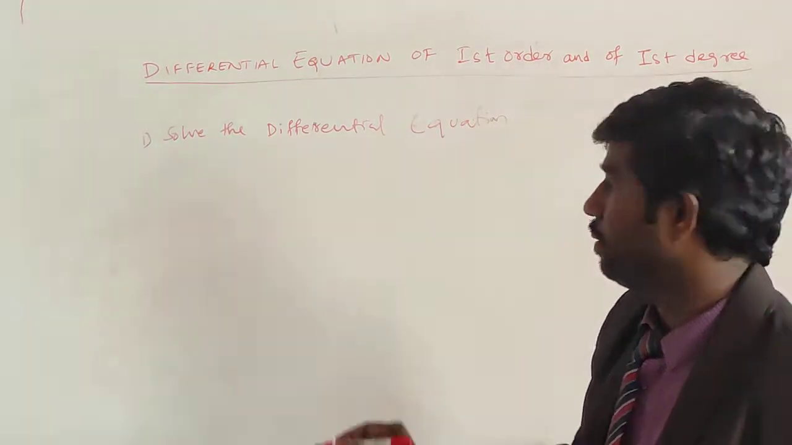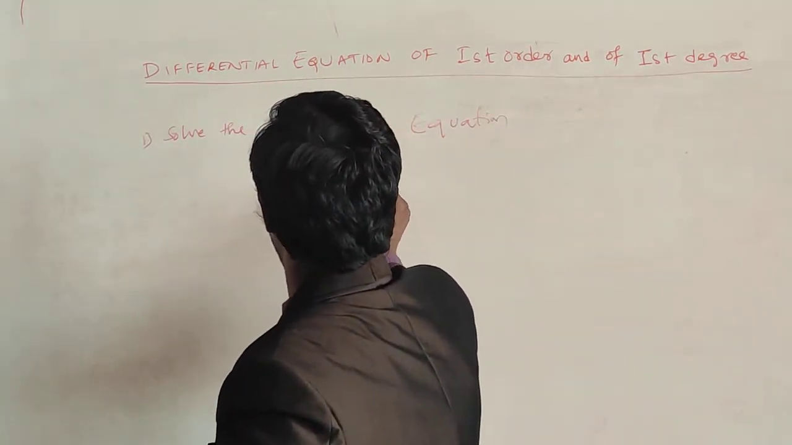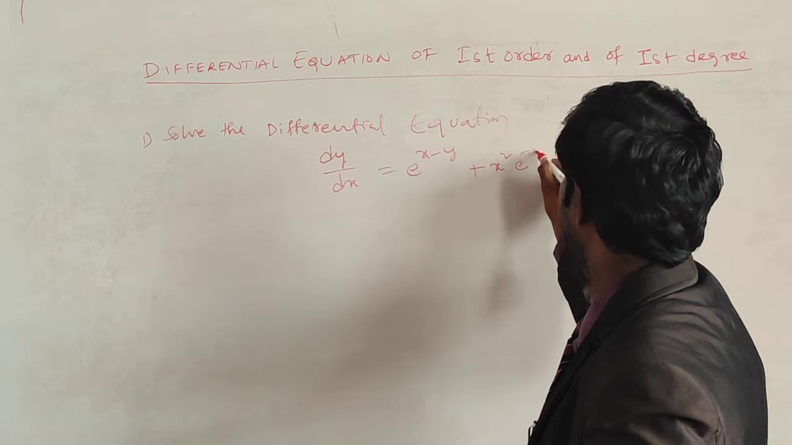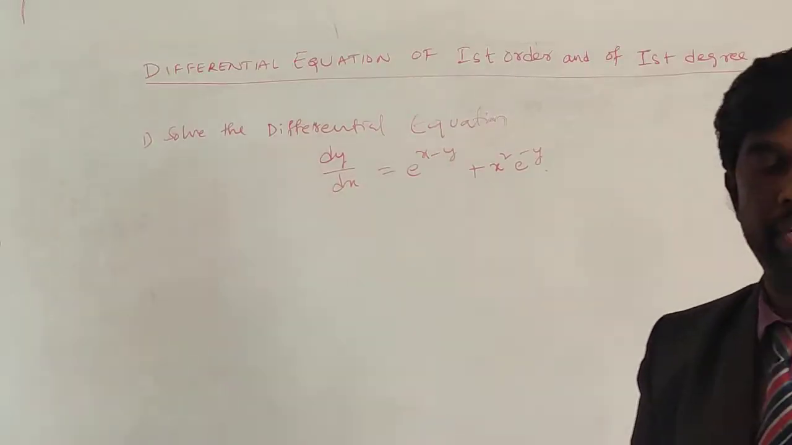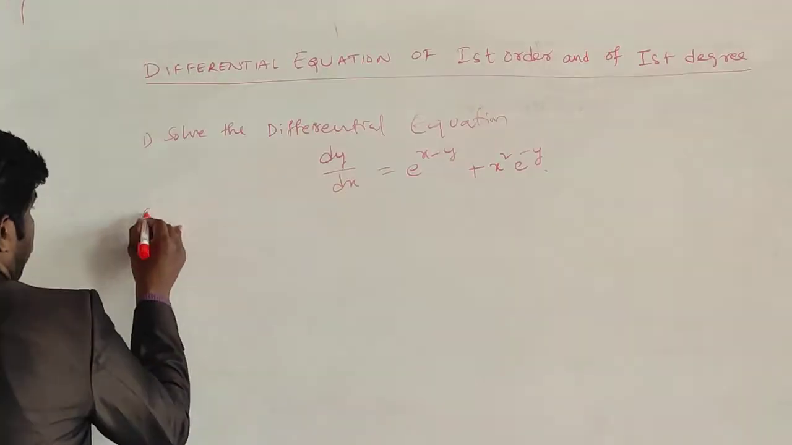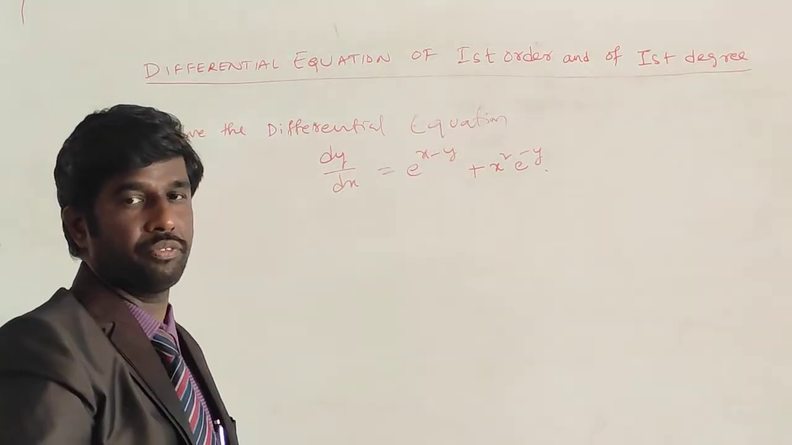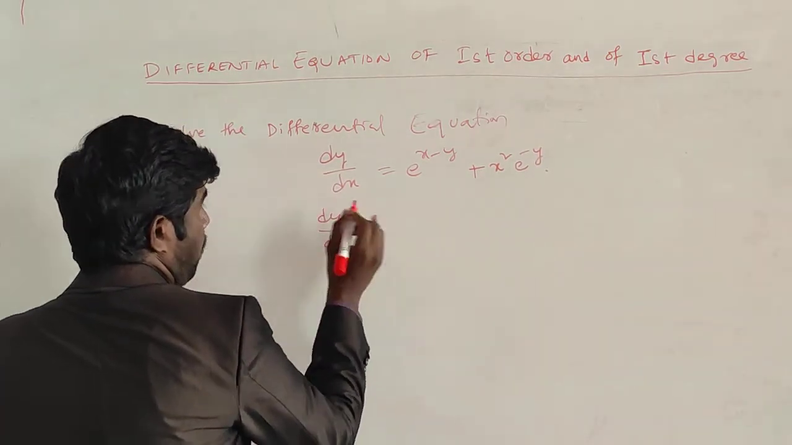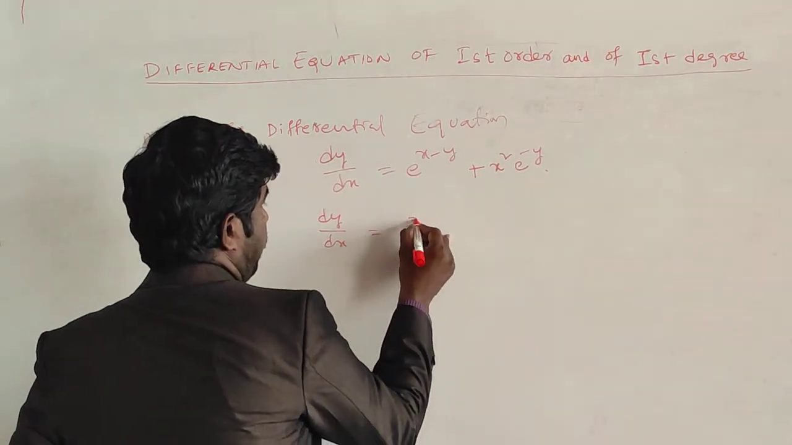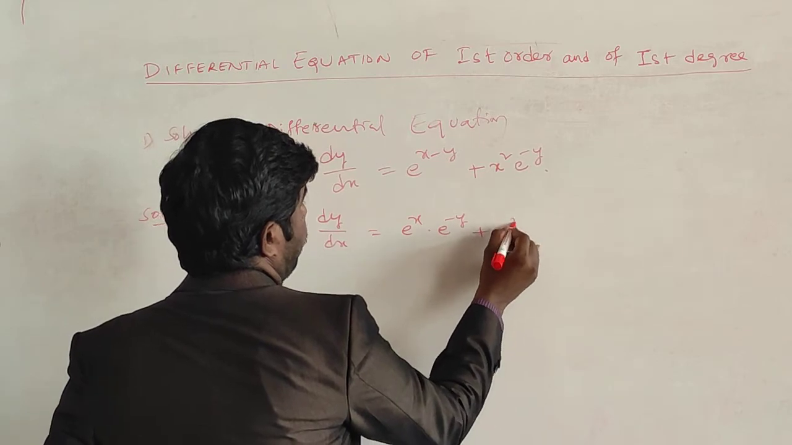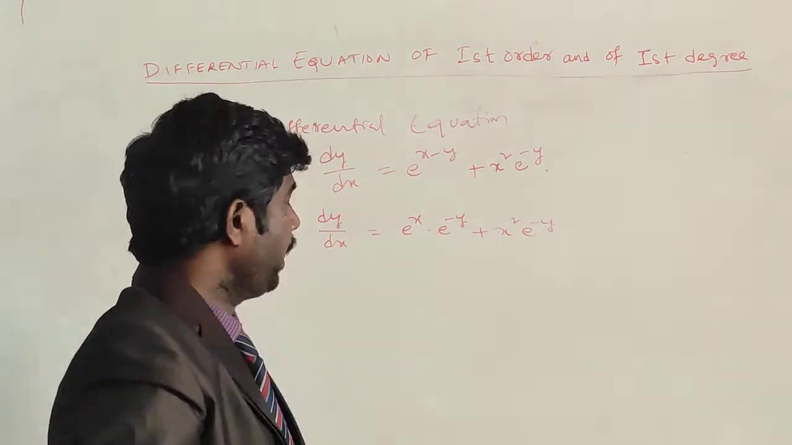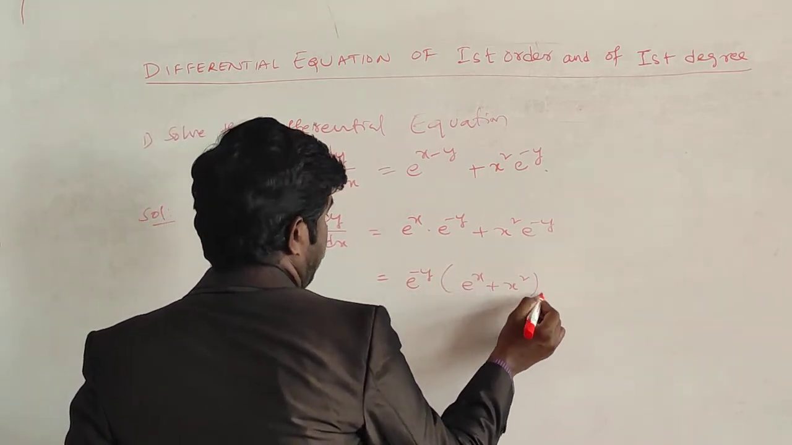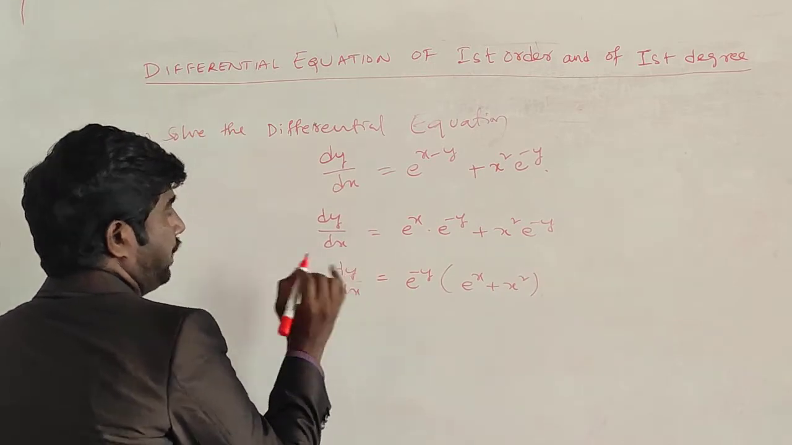Solve the differential equation dy by dx equal to e power x minus y plus x square into e power minus y. So this is the given differential equation. I am trying to solve this differential equation using the variable separable form. So here I am rewriting this differential equation: dy by dx equal to e power x into e power minus y plus x square into e power minus y. Now I am taking e power minus y common, that is e power x plus x square.